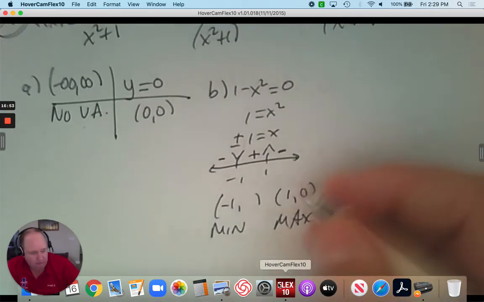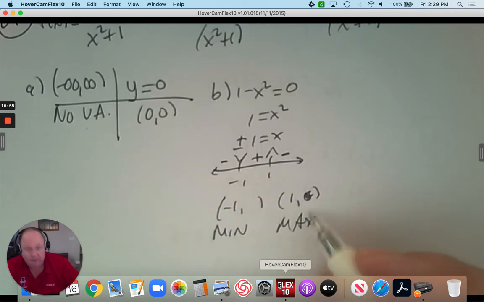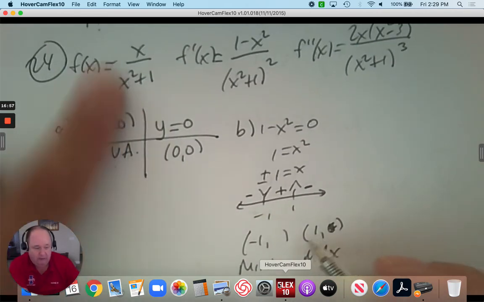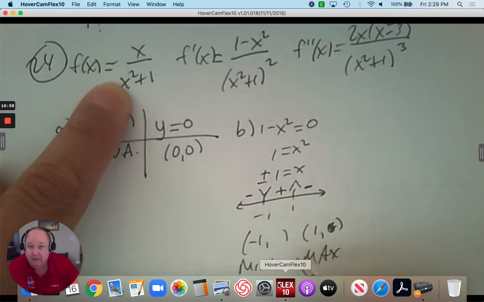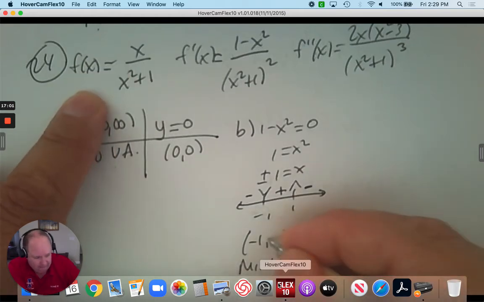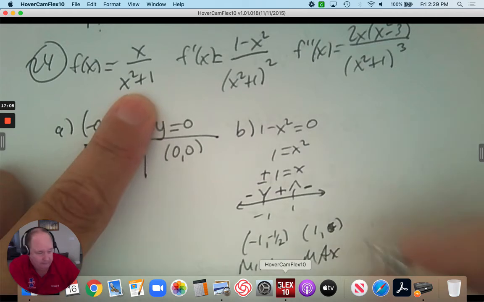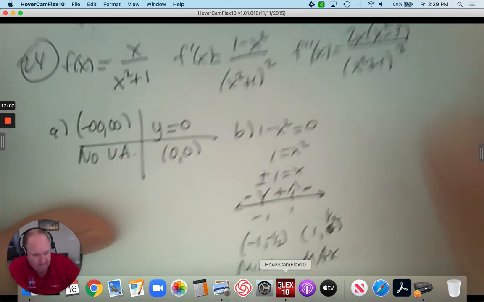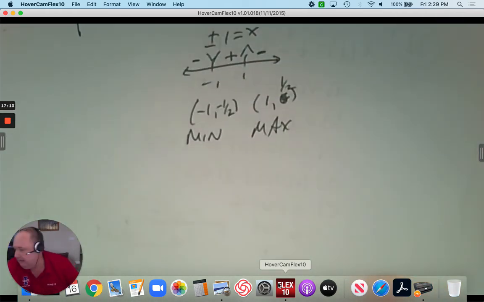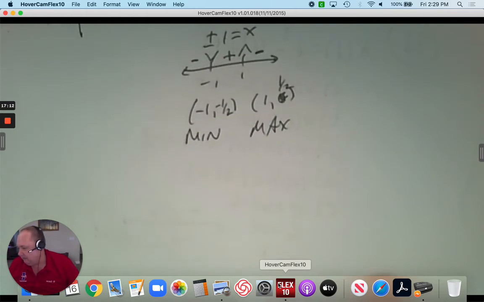Now, if I want to, oops, I didn't mean to put 0 there. To find the y coordinate, you then would go back here. So if I plugged in negative 1, I would get negative a half. That's a minimum. And if I plugged in positive 1, I get positive a half. There's the maximum. So we have negative 1, negative a half, and positive 1, positive a half.